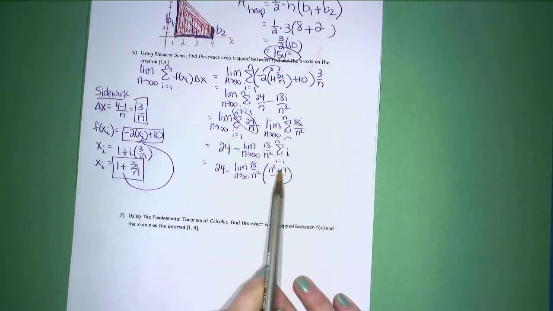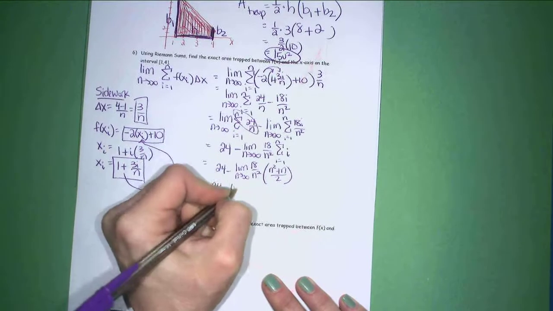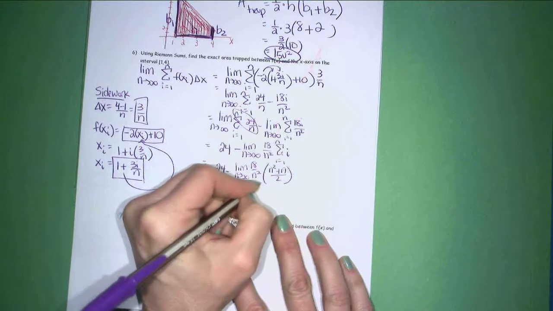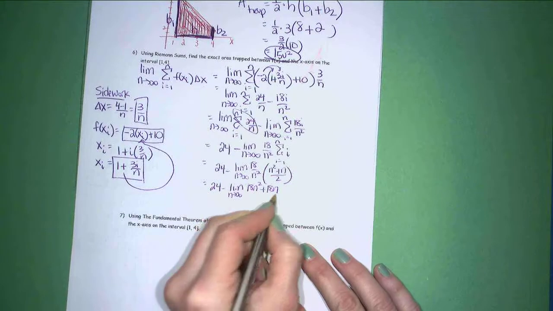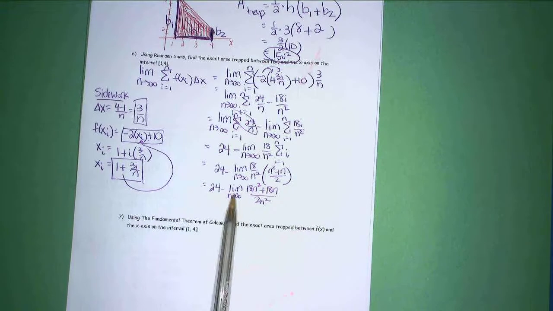And then I'm going to multiply these two fractions. So I'm going to have 24 minus the limit as n approaches infinity. I'm going to distribute 18, so 18n squared plus 18n all over 2n squared. And now I have a limit. The limit here, if I plug infinity in, I'm going to get infinity divided by infinity, which is undefined.